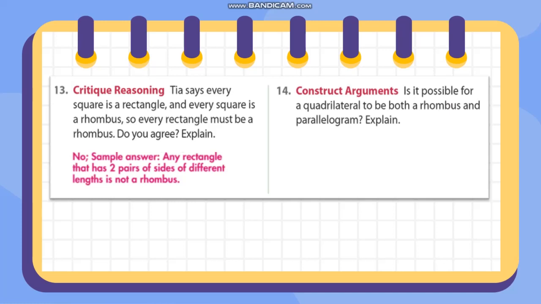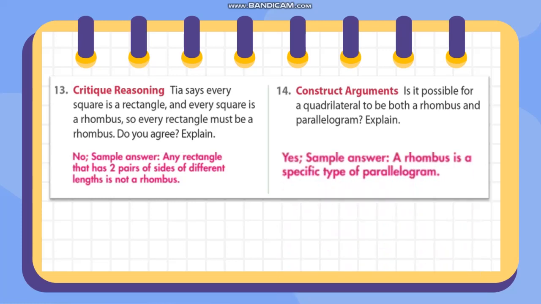Okay, next, number 14. Is it possible for a quadrilateral to be both a rhombus and a parallelogram? Yes, because a rhombus is a specific type of parallelogram. Okay, and a rhombus is a family of parallelogram.